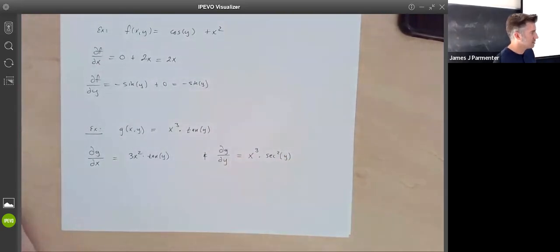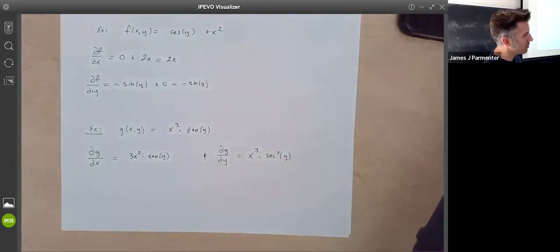Secant squared of y. Trig derivatives will definitely come back, so take a minute to review them if you have a chance.